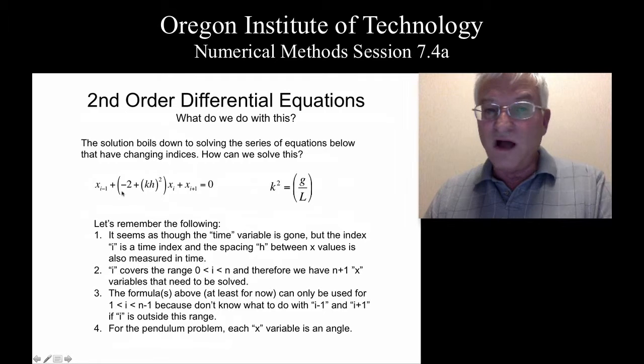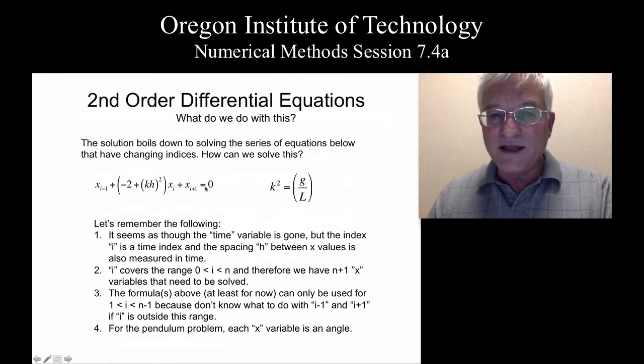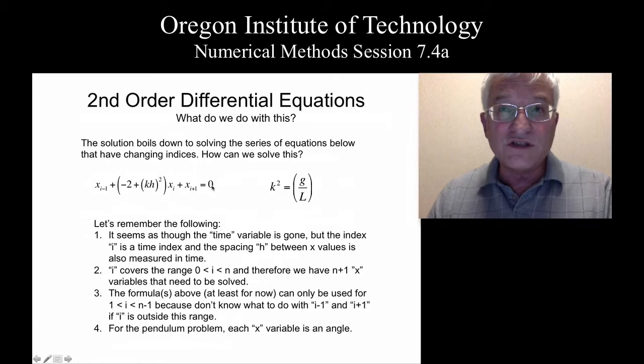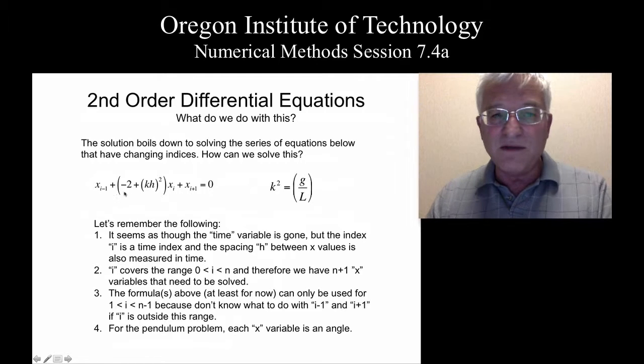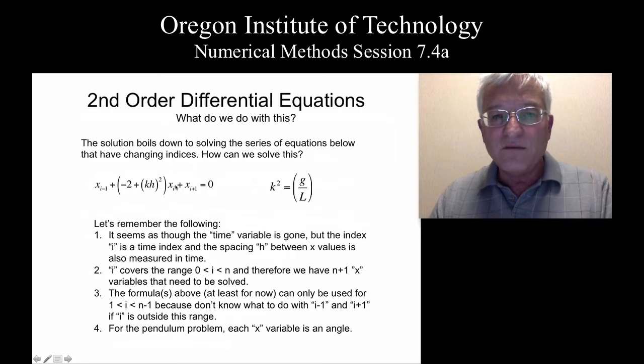Well, if i is equal to 1, so it's one position past that initial value, we end up with x0, the initial condition, plus this coefficient that's in the parentheses times x1, plus x2. That has to be equal to 0. So we have one equation and 3 unknowns. Okay, maybe I can get more equations. Let's let i equal 2. So we have x1 plus the same coefficient times x2, plus x3 is equal to 0. Well, I just got a second equation, but I have 4 unknowns. Now that's kind of looking like a moving target.